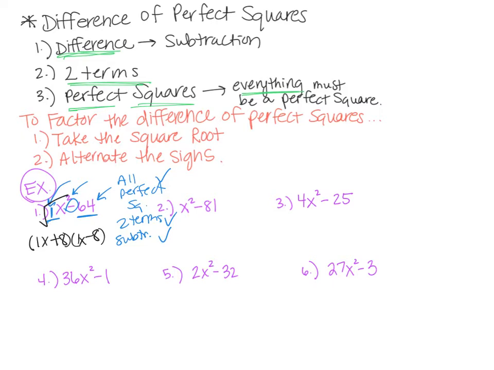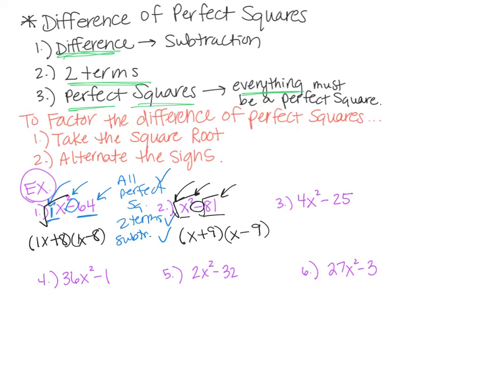Let's look at another one. I've got 1, x squared, and 81. They're all perfect squares. I've got two terms. I've got subtraction. So we're good to go. It meets all of the requirements. So I'm going to take the square root of 1x squared, which gives me 1x. Remember, I don't have to write the 1, but I could. And then the square root of 81 is 9. One gets a plus, one gets a minus.